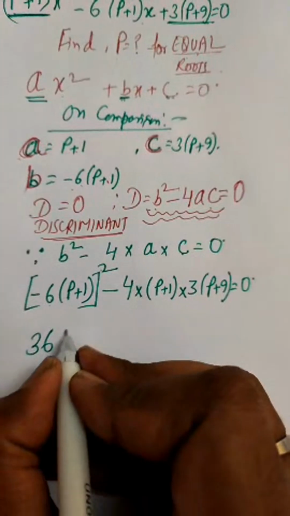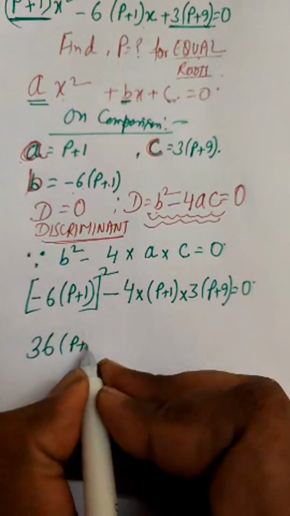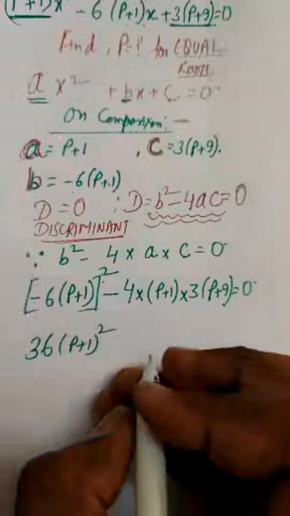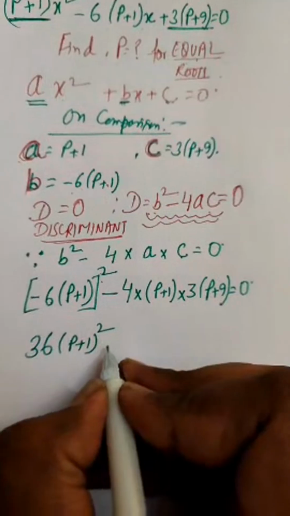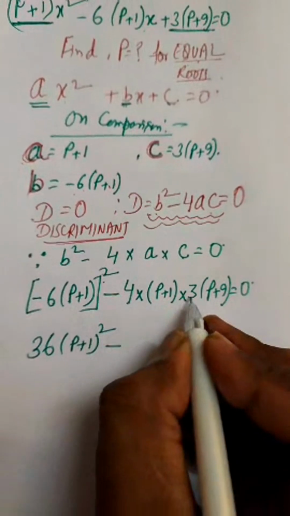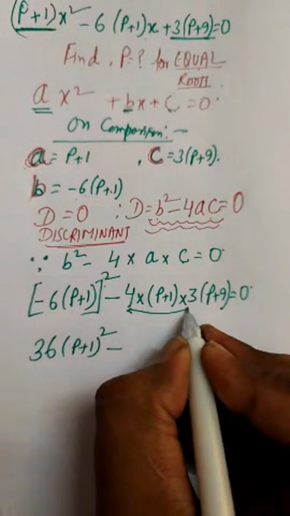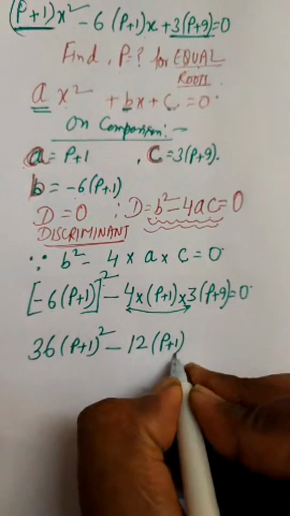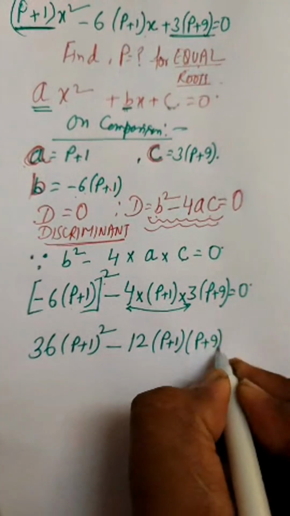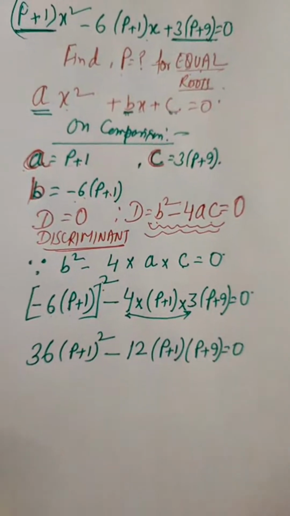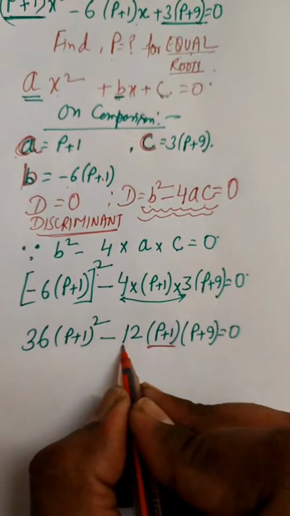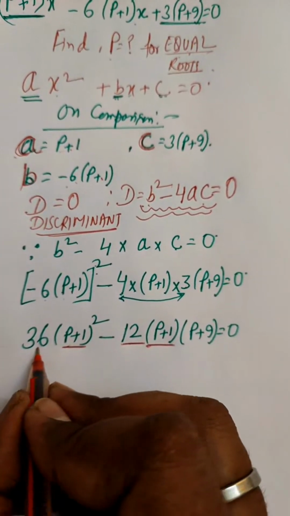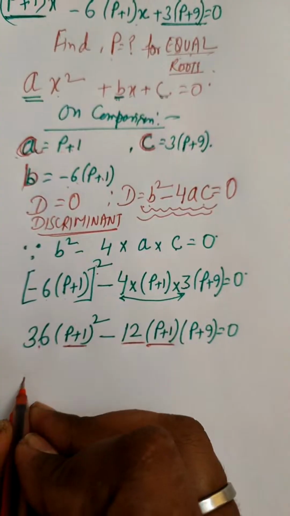And we are left with (p plus 1) whole square, which can be expanded in the form of (x plus y) whole square, that is x square plus y square plus 2xy, right? Minus 4 into 3, this constant term will be multiplied, this will be 12 times (p plus 1) and (p plus 9) equal to 0. Here students, you can see p plus 1 and 12 is common in both the terms. So from 36, when 12 is taken out, 3 is left.